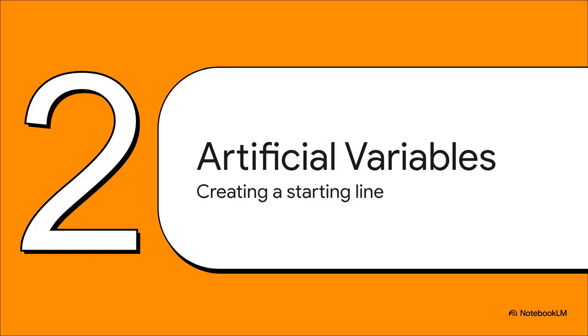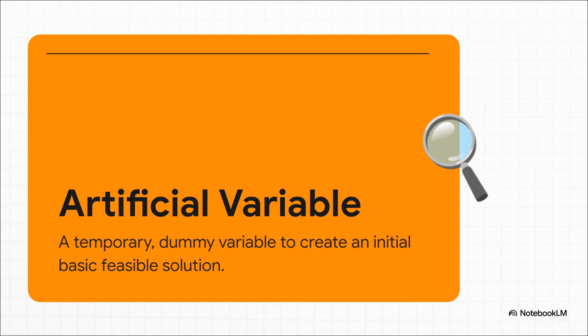Section 2, inventing artificial variables. This is where we look at how to create a starting line basically out of thin air. To bypass our starting point problem, we literally have to invent a brand new piece of the puzzle. Enter the artificial variable. By definition, this is a temporary, non-negative dummy variable that we introduce into a complex constraint for one reason only, to create an initial basic feasible solution. I actually like to think of this as a phantom number. We inject it into our rigid equations simply to force a temporary starting line into existence.